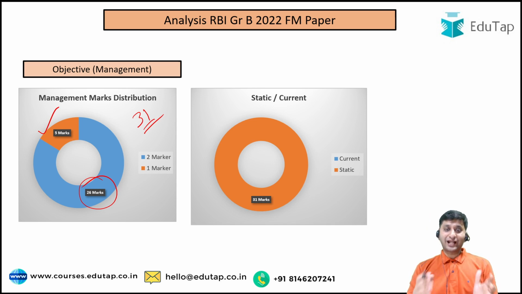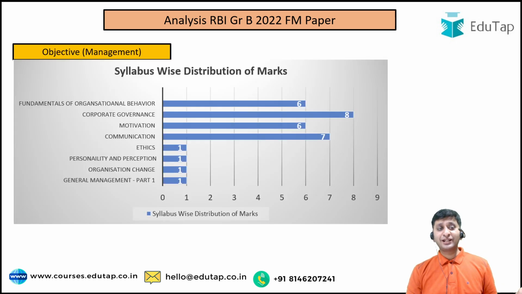ठीक है, और static current में भी तो we all know that management is static and that's why it is very very scoring. So all the questions were from static part. There was no current angle to any of the questions. ठीक है, तो 1 marker और 2 marker में we can say that 2 markers are more in management, that is 13 questions.